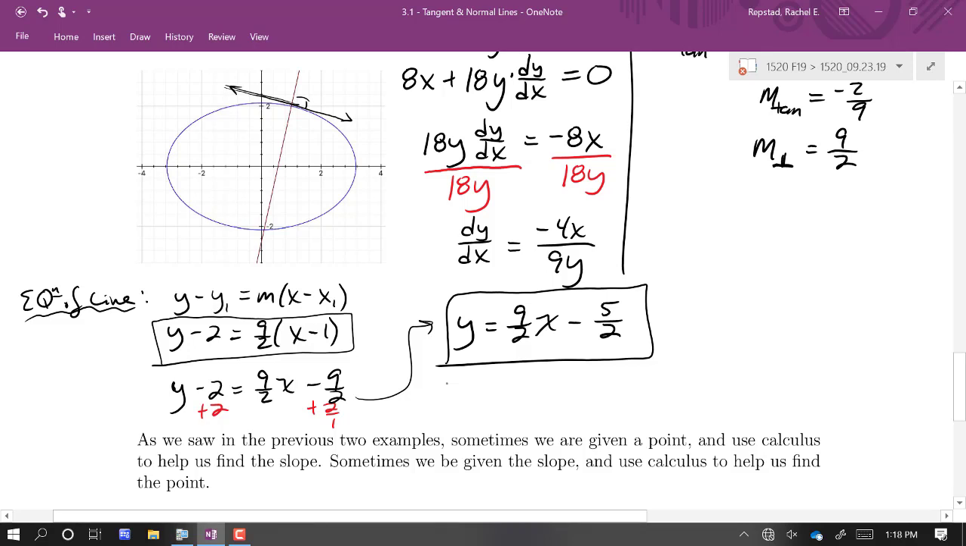Questions about that example? So those first two examples were kind of similar. They gave us a point, right? They gave us the curve. They pretty much always tell you what curve we're talking about. They gave us the point, and then they just said the line we're looking for is either going to be tangent at that point or normal at that point. We use calculus to get that slope. The next one's a little bit different.